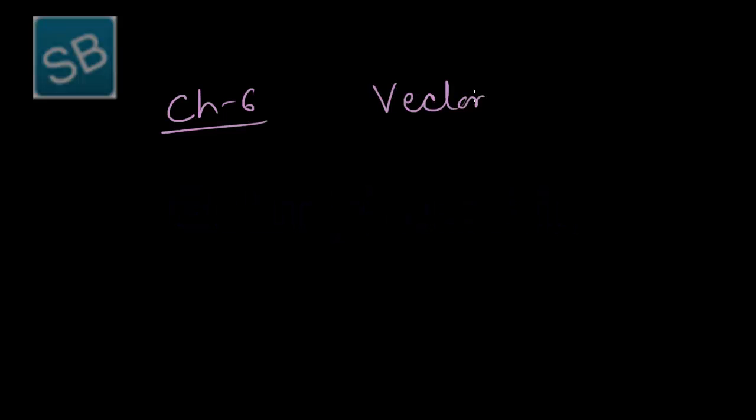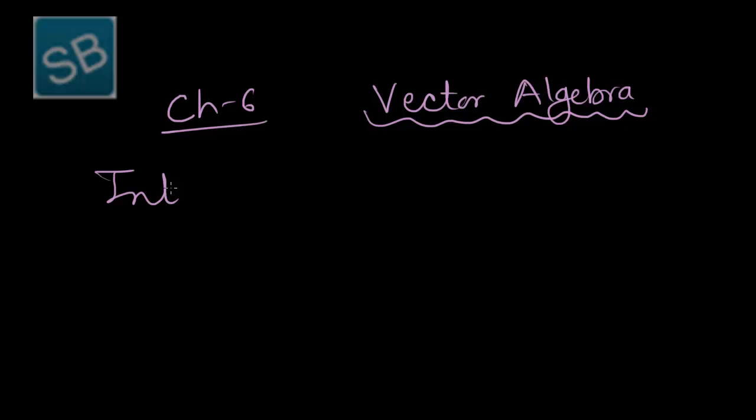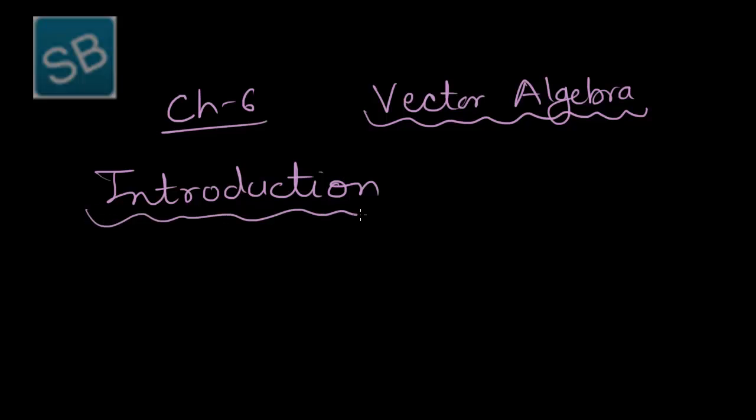Now we are going to start chapter 6, that is vector algebra. As the name suggests, vector algebra means we are going to discuss all about the properties of vectors. First of all, a question arises: what is meant by vector? What is the meaning of vector? What does vector suggest? What is its notation?